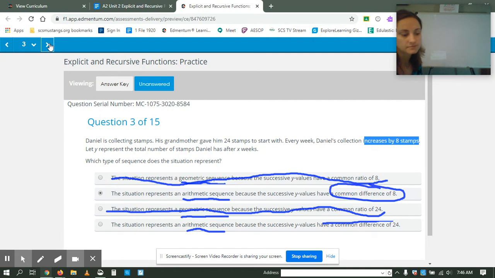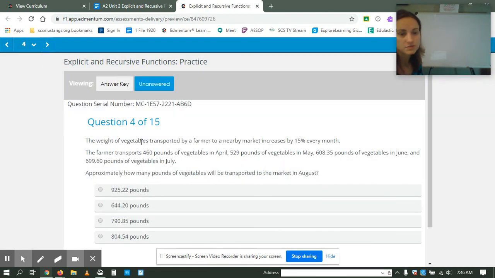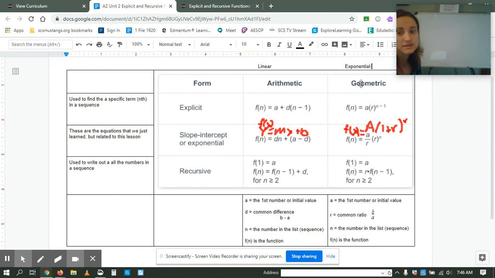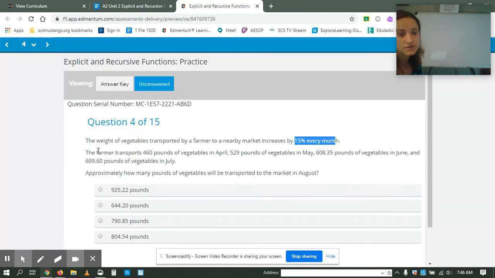Looking at problem 4, the weight of vegetables transported by a farmer to a nearby market increases by 15% every month. So hopefully you're already thinking 15%. That means it is going to be exponential, and using our new vocabulary, exponential means it's going to be a geometric sequence. So I'm going to write that down while we've got it in our minds. It's going to be geometric. I also wrote down that it was exponential from what we did in the last lesson too.